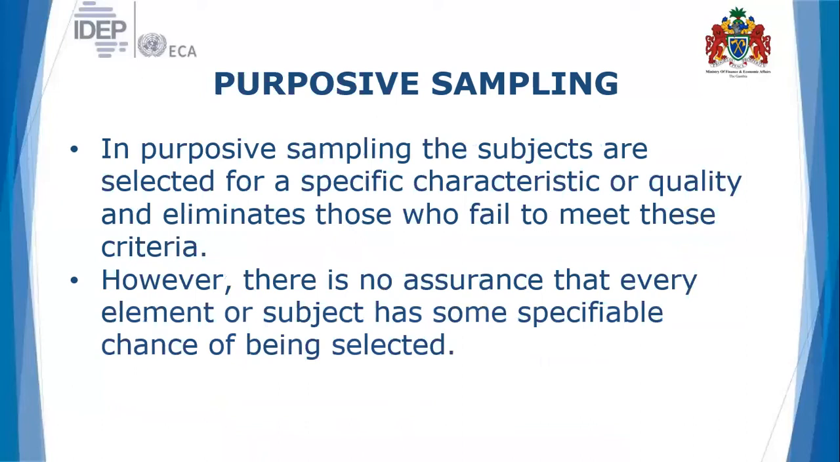Then we move on to purposive sampling. Under the purposive sampling technique, the subjects or elements are selected for a specific characteristic or quality, and those who fail to meet these criteria are eliminated. However, there is no assurance that every element or subject has some specifiable chance or probability of being selected.